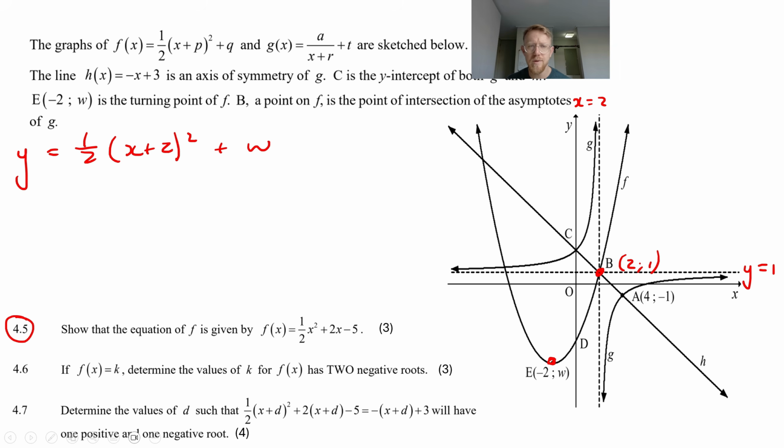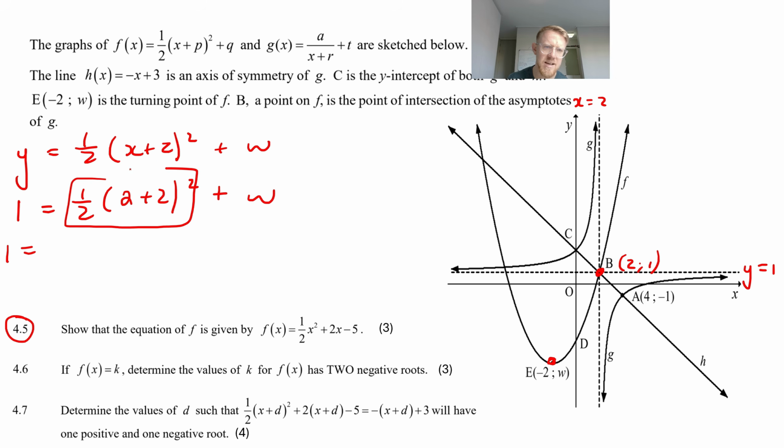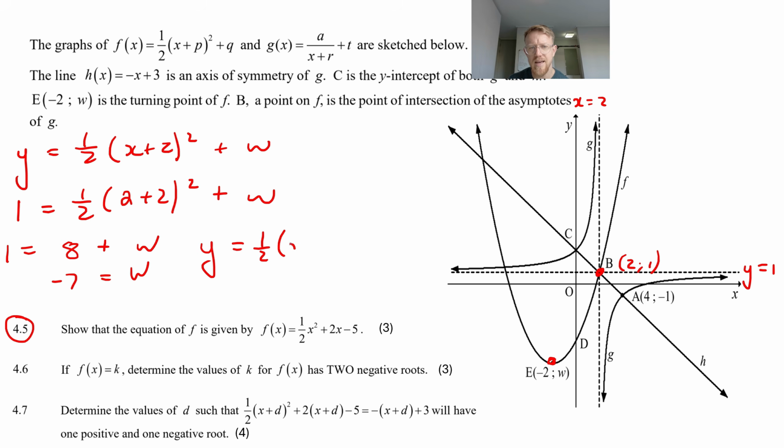Now what we would typically do is fill in another point on that graph. We do have another point on the graph here at 2 and 1. Because that point is on the parabola as well, we can fill in the y value of 1 and the x value of 2. Now you can just type this in your calculator. That's just a number, and it's going to give you 8 eventually. Then if you solve, you're going to end up with minus 7. So now what we have is y equals a half x plus 2 squared minus 7.